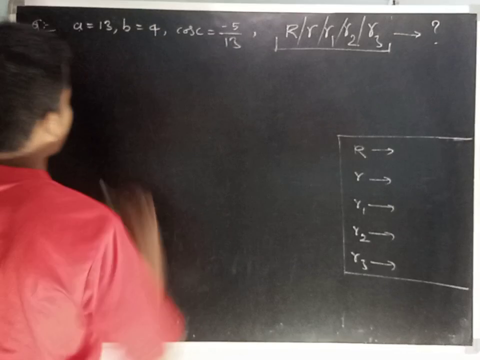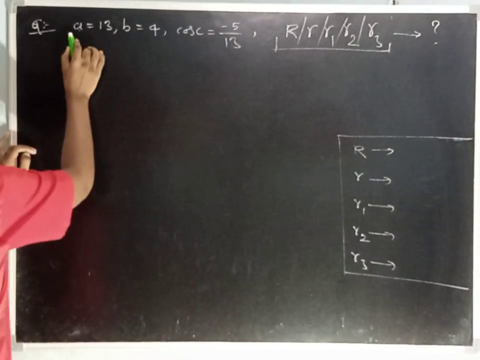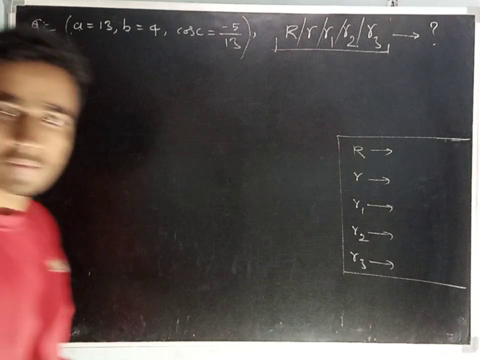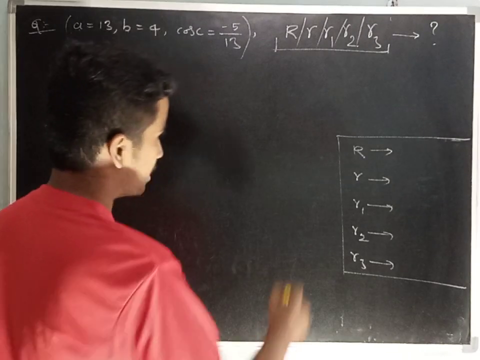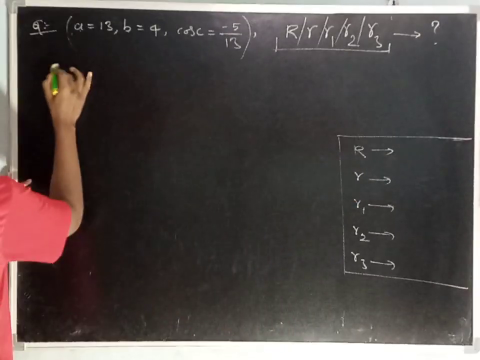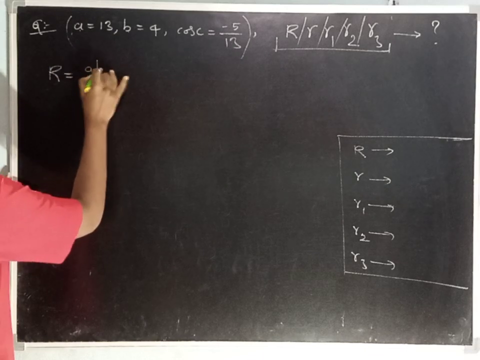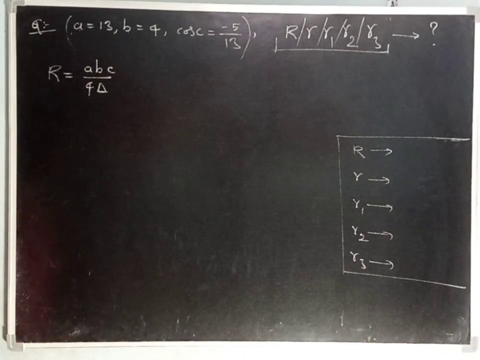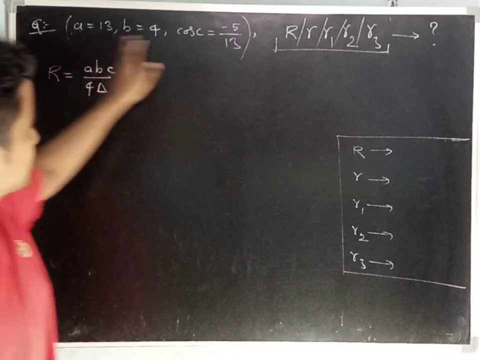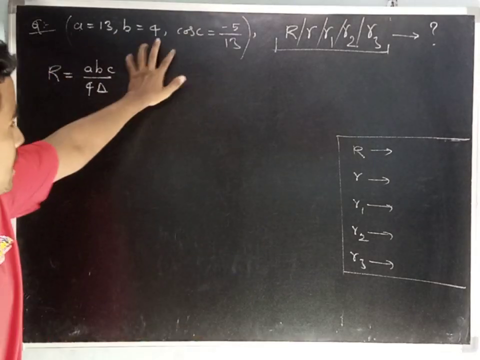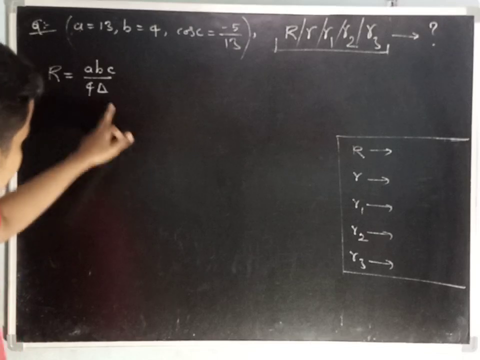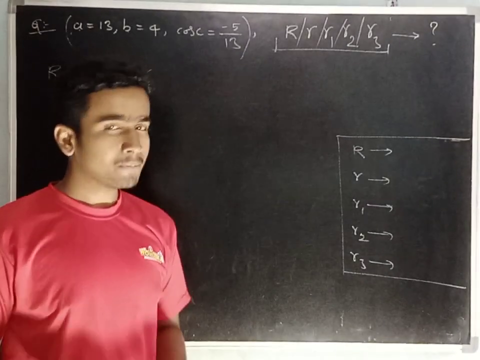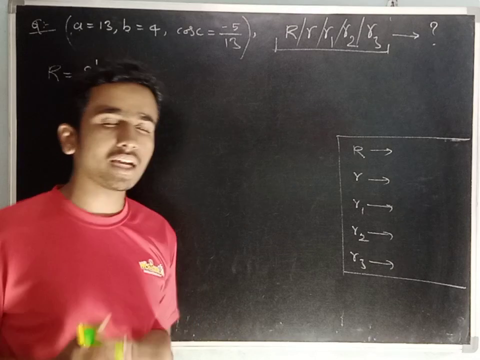A, B and cos C are the values he has given to us. Now for finding capital R, it is nothing but ABC by 4 into area of triangle delta. He has given us these parameters, but he has not given the area of the triangle. It means we need to find the area of the triangle.